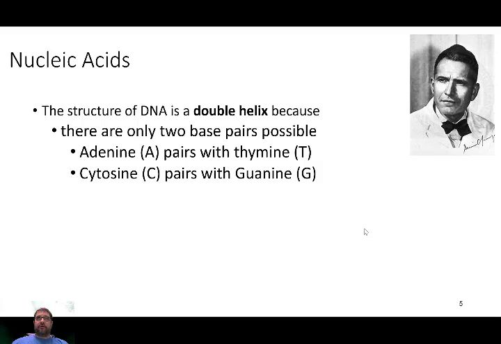But how it becomes double helix, or why it is double helix, is based on this individual's discovery or rule. This is Erwin Chargaff. Chargaff's rule is that adenine will always pair with thymine and cytosine will always pair with guanine.